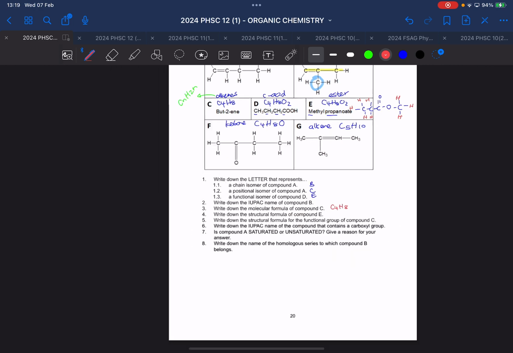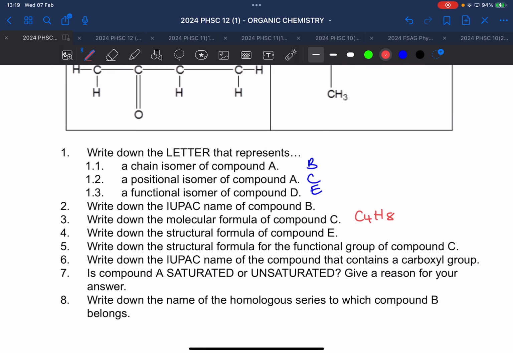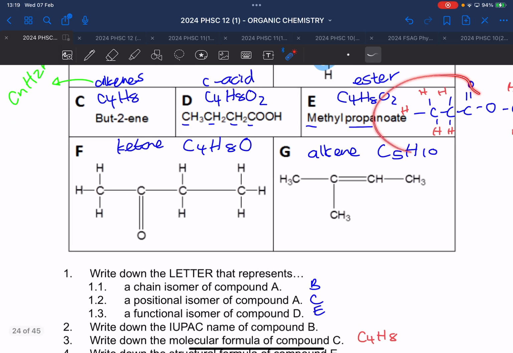This question comes from a past paper. How many times do they ask you to draw a structural formula? Literally twice. So you do not have to write a lot of hydrogens out. So the time that they do ask you that, just take the time and write all of the hydrogens.